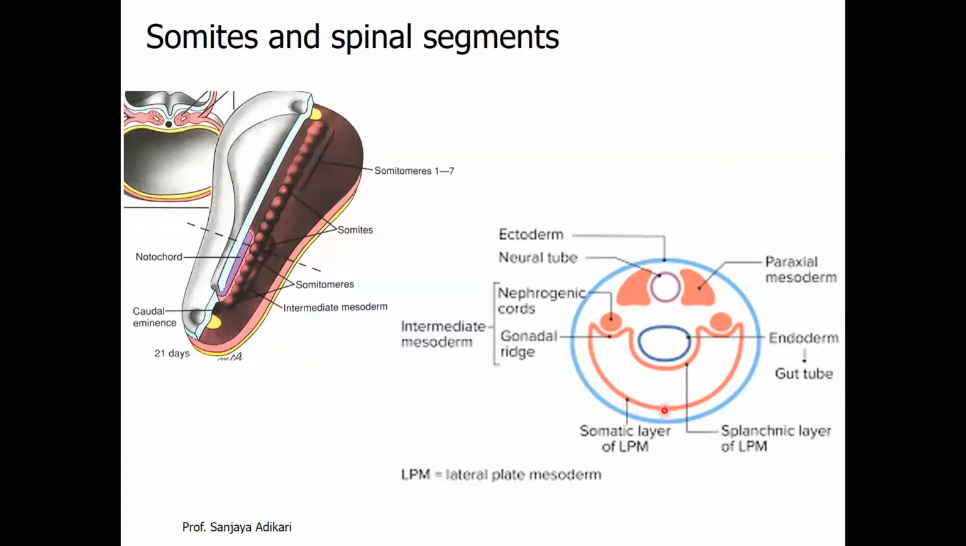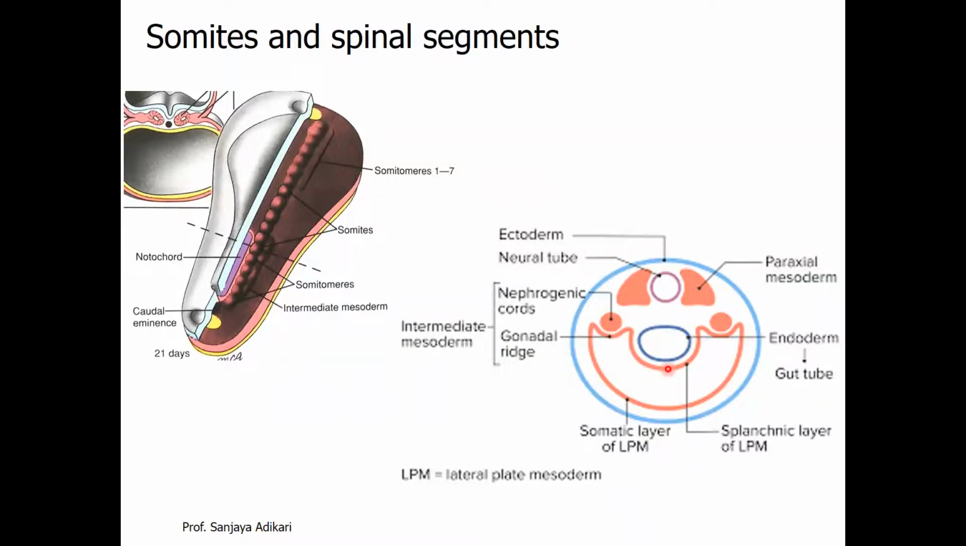And then this lateral plate mesoderm will give rise to the body wall musculature and certain structures like ribs, I think. And then you get the mesodermal structures like smooth muscles surrounding the tubes inside the gut and respiratory tract, all that by the visceral part. So you have a parietal part of the lateral plate mesoderm and the visceral part.